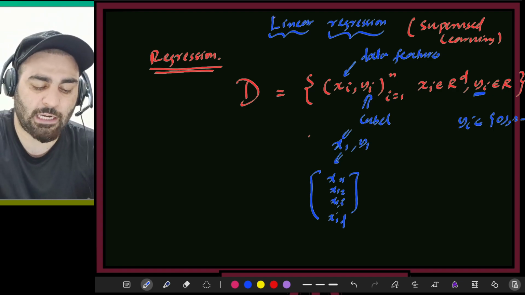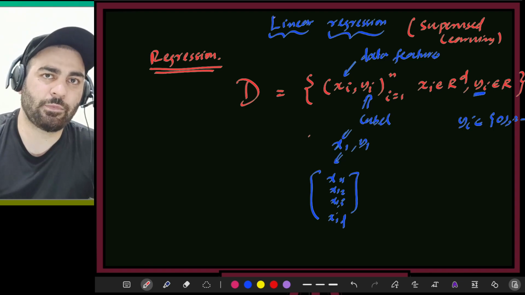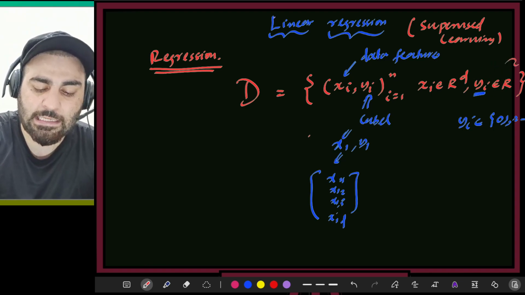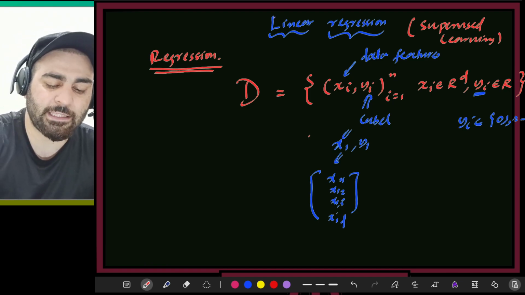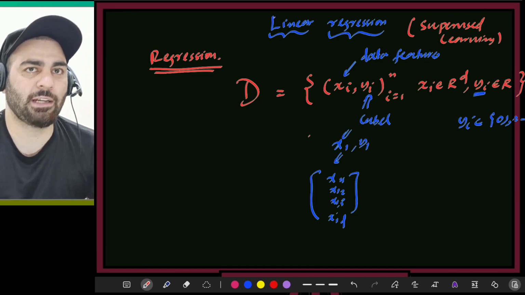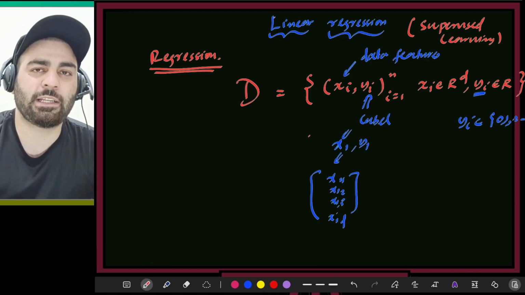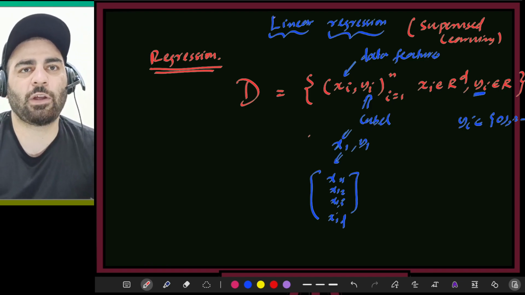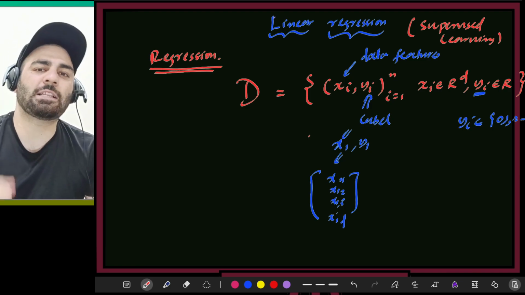So the first thing we saw about linear regression is that it's a regression algorithm. That means the class labels will be a continuous range of values. The second thing is that it is a supervised machine learning algorithm. We are given the data points along with the class labels. It's not that we are just given the data points without any labeling. Here the labeling is done. That's what I mean by regression.